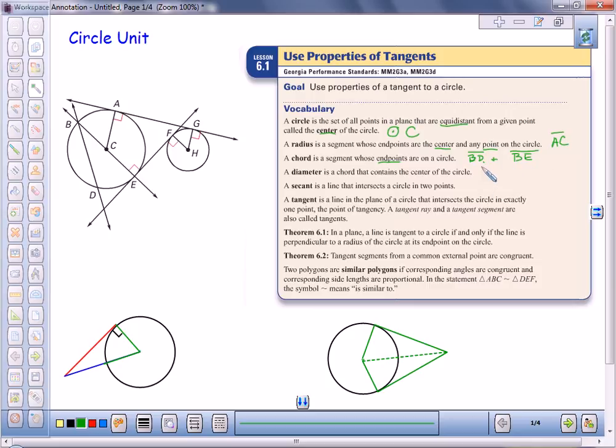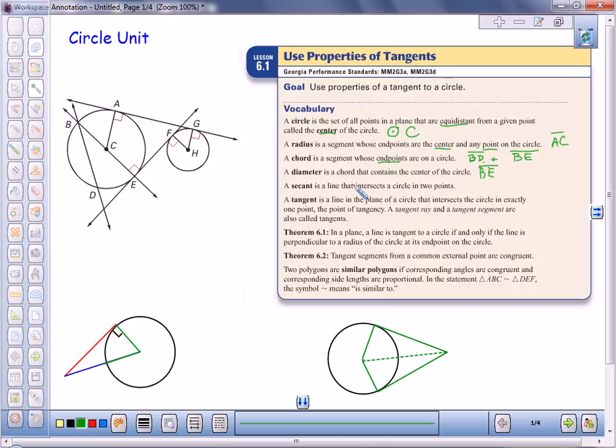All right, the next one is a diameter. Now if we go back and look at both of these, the diameter is just a chord, but it's a chord that contains the center of the circle. And we go back and look at these, which one contains the center of the circle? Well, that is BE in our picture.